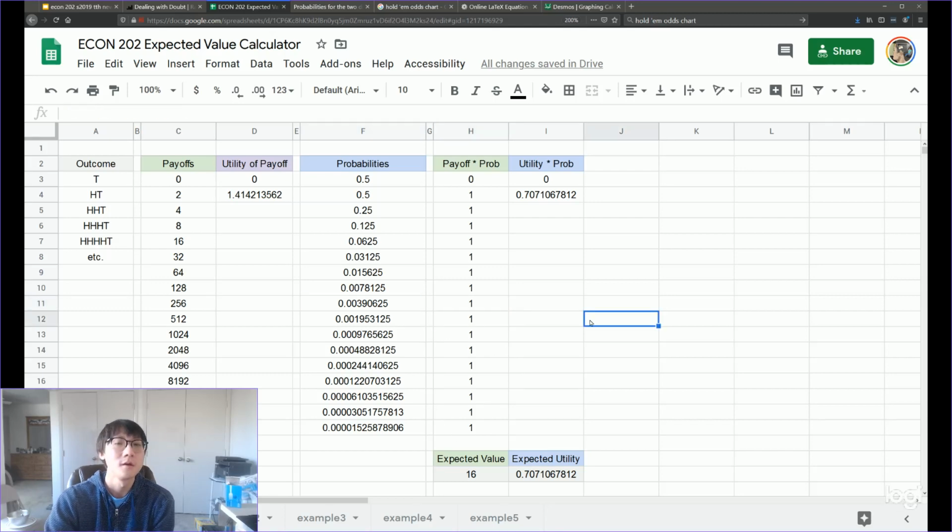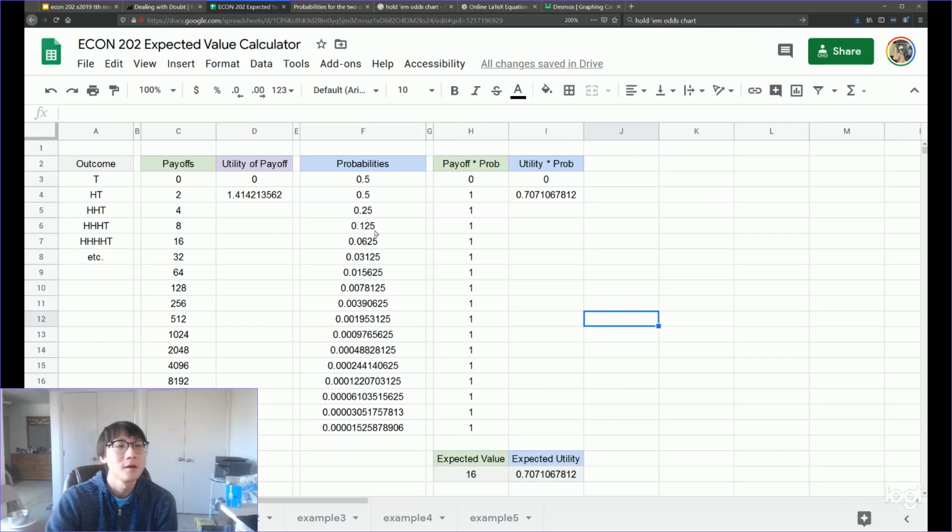Now, does that mean that you ought to be willing to pay an infinite amount of money to play this game? Well, I think most people would agree that they would not be willing to pay any amount of money to play this game. So once again, if we're following the rule of expected value, we sort of have a paradox.